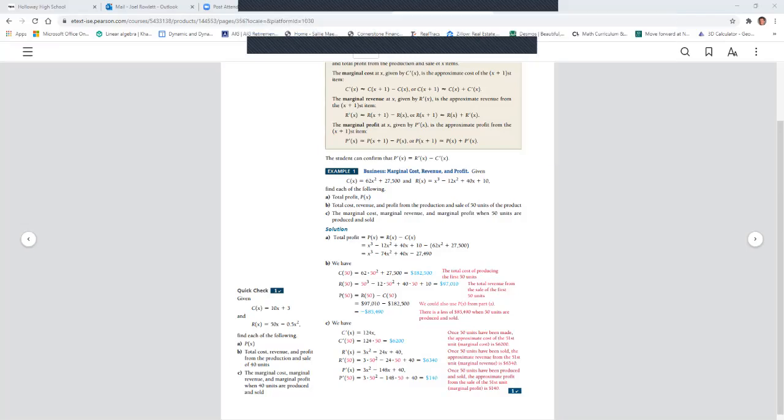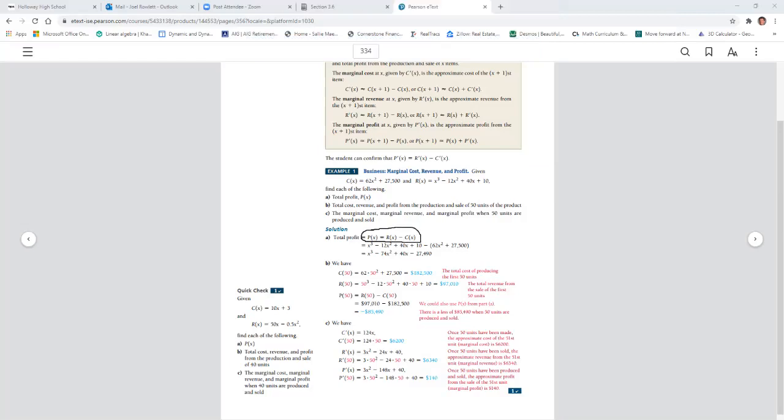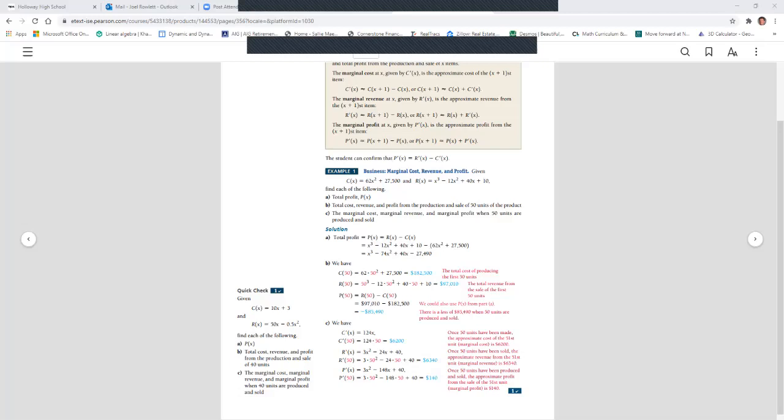So starting with part A, you may recall that the amount of profit that one makes is going to be the revenue minus the cost. And they simply took the revenue equation and subtracted the cost equation, and the result is P of x. That is the profit function. So that's all they did there. And we've talked about that before. And hopefully by now, this is not a problem for you.